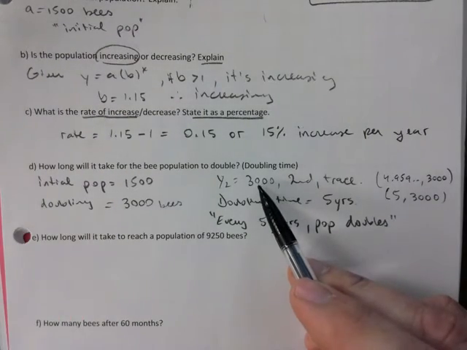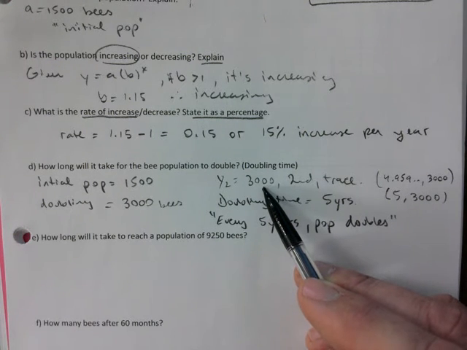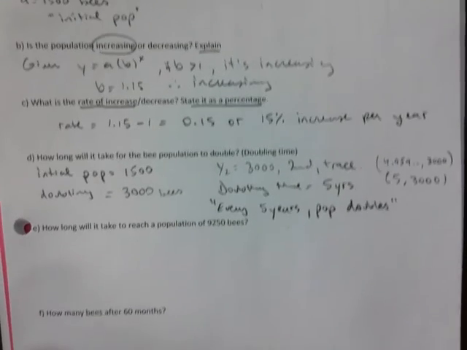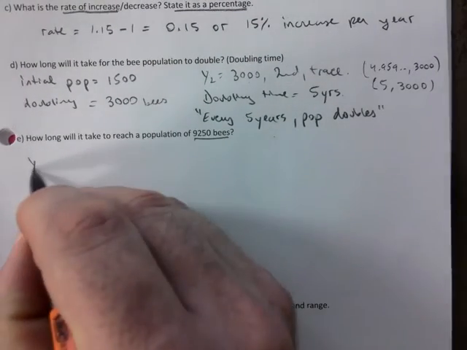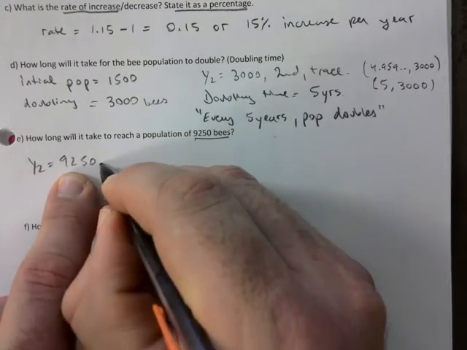So another 5 years go by, what will your population be? 6,000. Another 5 years go by, 12,000, right? You double based on the previous amount. Because you have more bees, they're going to produce, right? There is going to be a limit because the beehive can only support so many. So we're going to talk about that next. How long will it take to reach a population of this? No problem, right? We know the population.